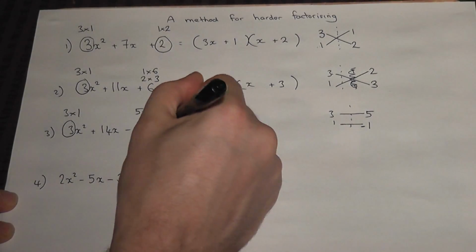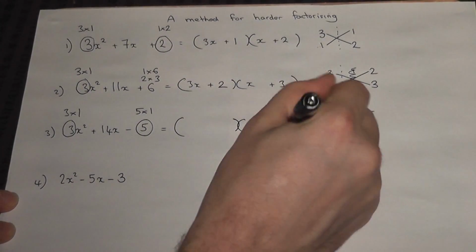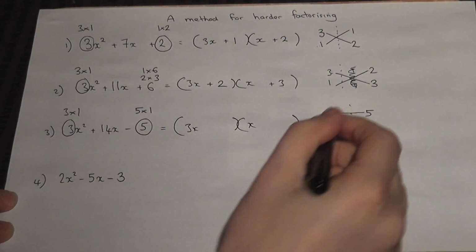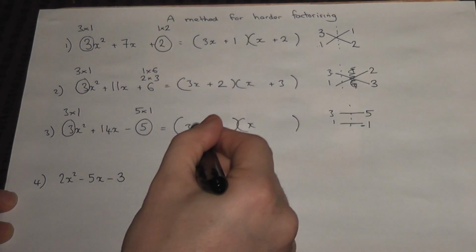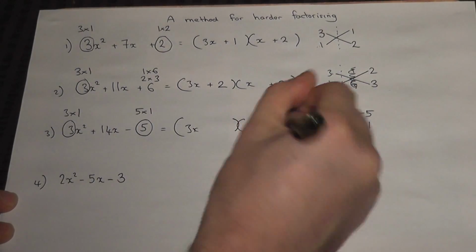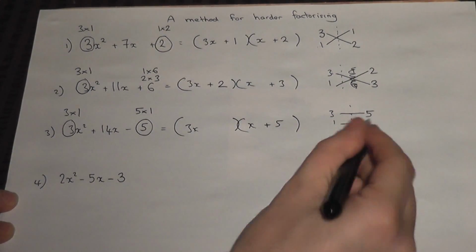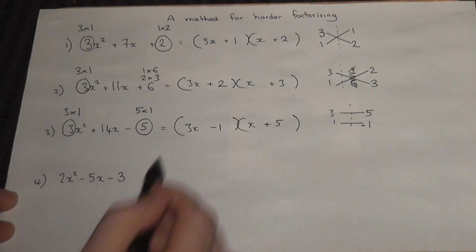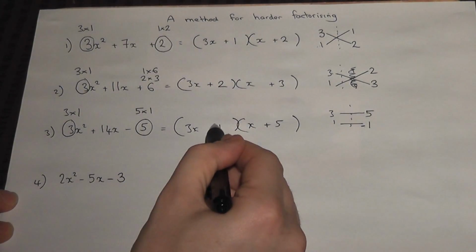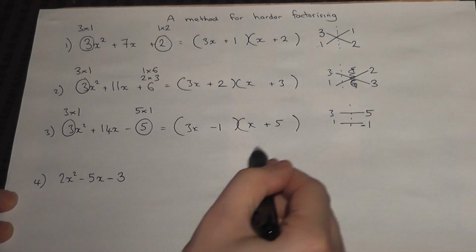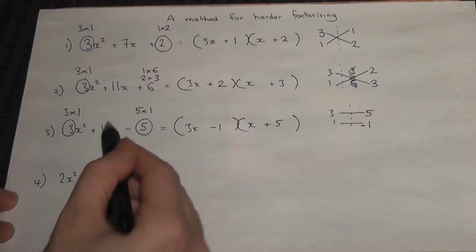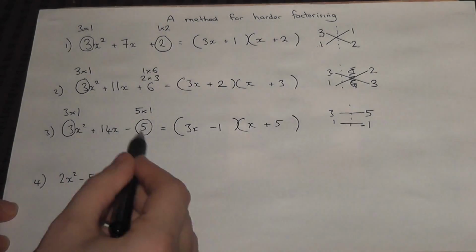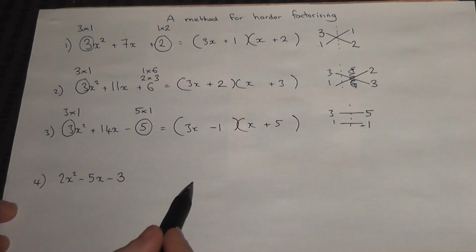So, my brackets, 3x and x. The 3 gets times by a 5, so I put the 5 in the other bracket. But the x gets times by a negative 1, so I put the negative 1 in the other bracket. To show how this works, we get a 3x squared, a minus 5, a 15x and a minus x gives a 14x. So when it's a negative for the third term, one of those numbers must be negative.